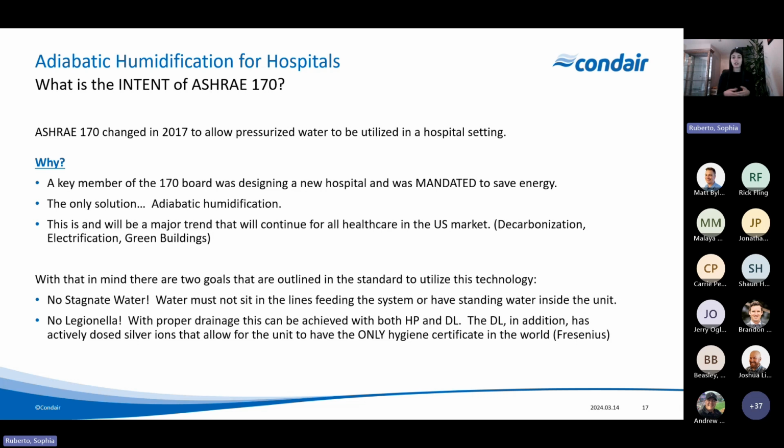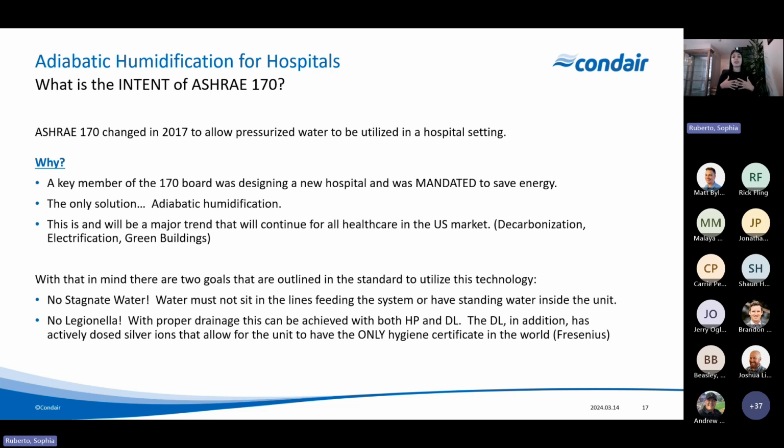Why did this change occur? There was a key member on the board of ASHRAE 170 who was designing a new hospital where it was mandated that they reduce their electrical energy costs. When looking at their building, the only way they could see to do that was to look at their humidification systems, so the only way to do that reduction was adiabatic humidification.